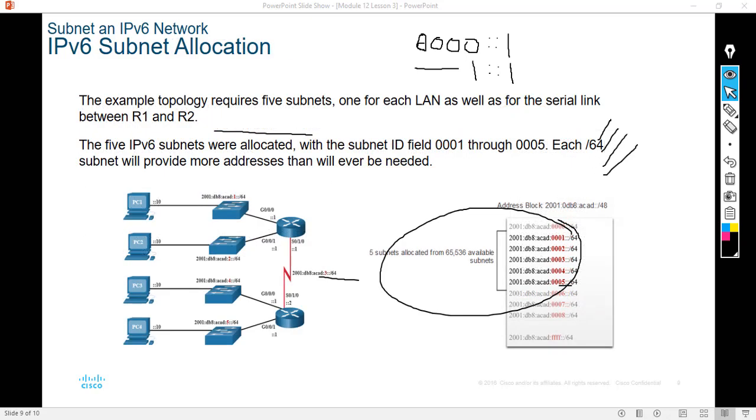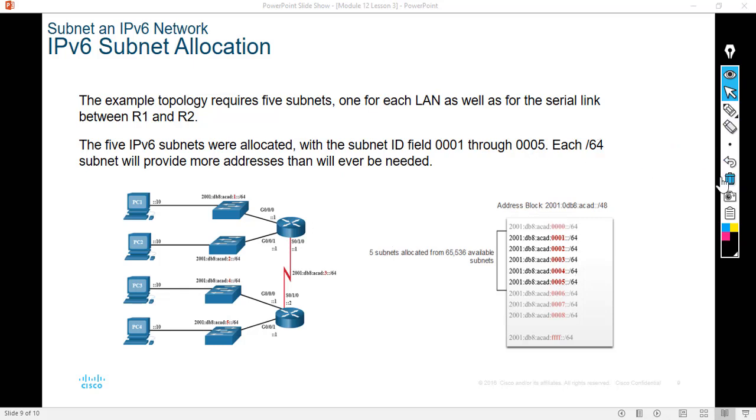Okay, here's another example with over 65,536 subnets to choose from. The task for you as a network administrator becomes one of designing a local scheme to address the network. One of the best practices when you're designing networks is to be able to design with scalability in mind, envisioning the network to change and grow over the years. As shown in the figure here, the example topology requires 5 subnets, one for each VLAN, as well as for the serial link between R1 and R2. So that's one subnet, that's one subnet, that's one subnet, that's another one, that's another one, this is another one.